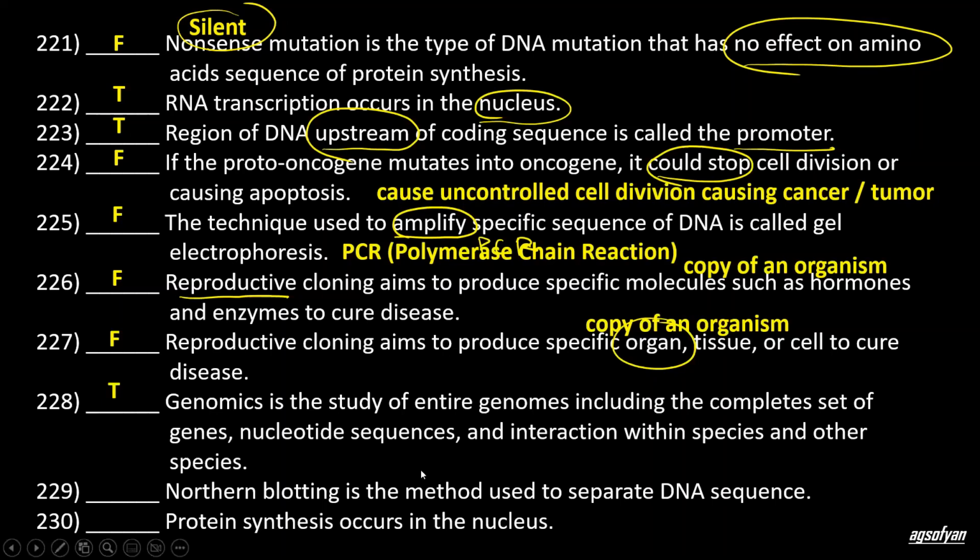Norton blotting is the method used to separate DNA sequence. Okay, true or false? It is false. It is not Norton blotting. It is Southern blotting. And for the Northern blotting, it's actually to separate RNA. So you have Northern and Southern. So Southern is for DNA, Northern for RNA.